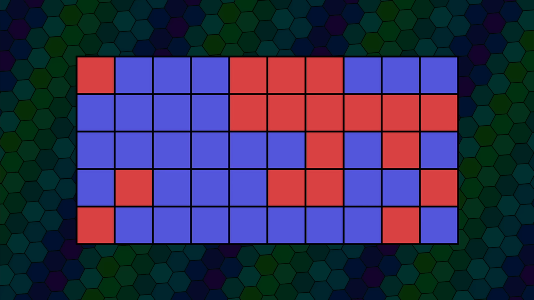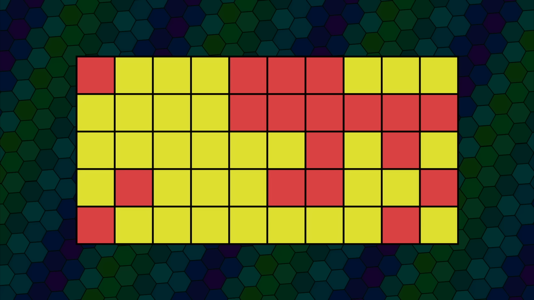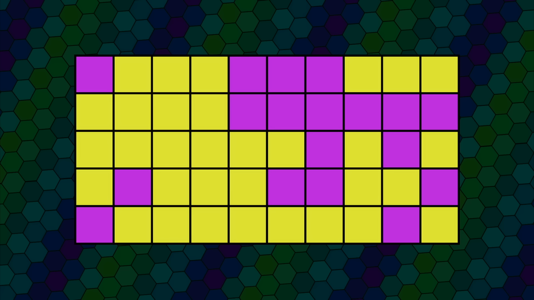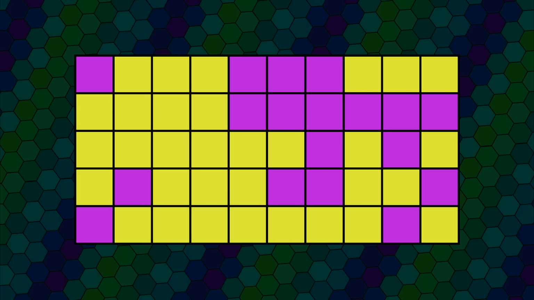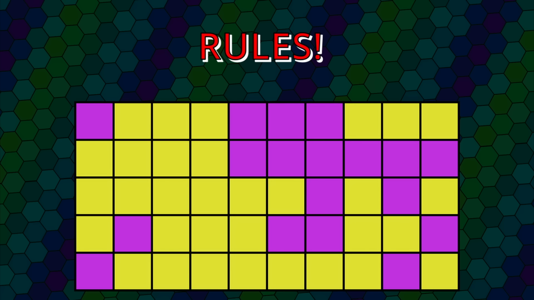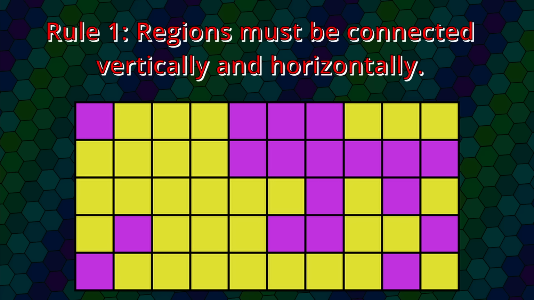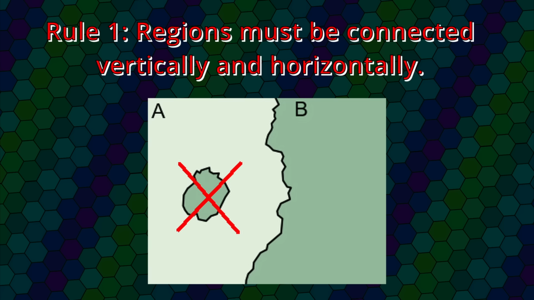Actually, you know what, let's change these colors first. The majority region will now be yellow, and the minority region will now be purple, just because I don't want this to be tied to actual political parties anymore. Before we get to trying to solve this board though, let's establish a couple of base rules. Rule 1. Regions must be comprised of districts that connect to each other horizontally and vertically. No diagonals are allowed. I add this rule because when it comes to gerrymandering real districts, they typically must be one single connected region, so no exclaves allowed.